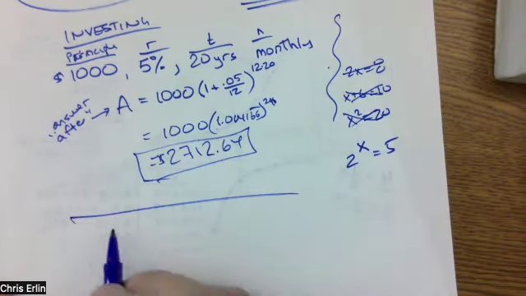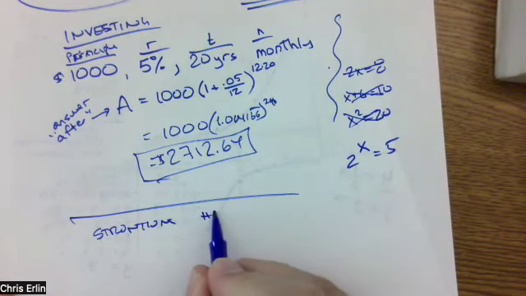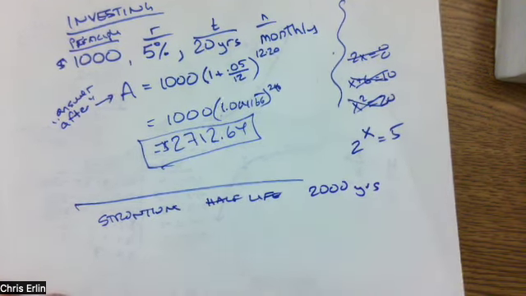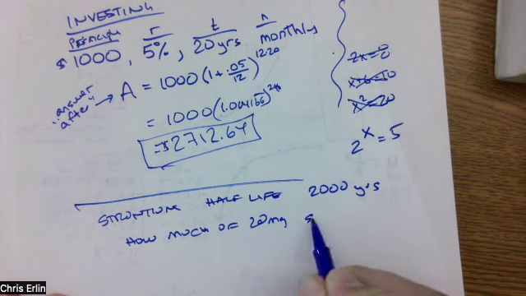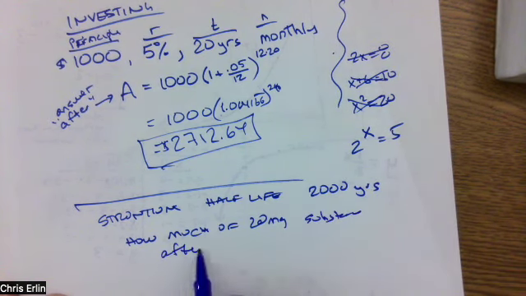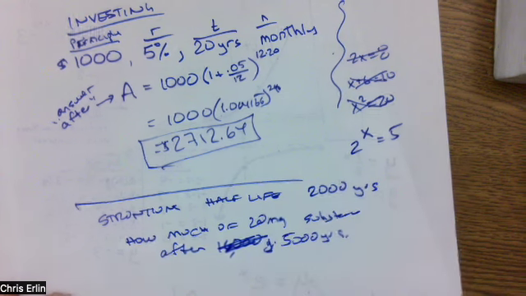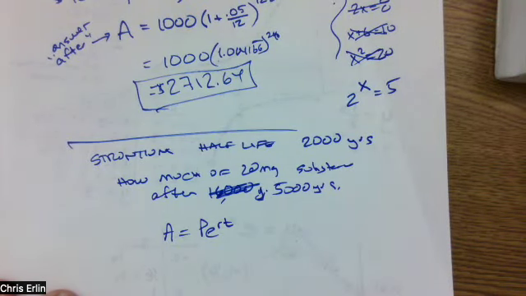And so if we had something like, for example, strontium, I don't remember the number, but one of the radioactive elements, they would tell us its half-life of 2,000 years. And then we want to find out how much of a 20 milligram substance remains after 16,000 years. No, that's too easy. After 5,000 years. When you do these problems, it's a two-stepper. First, you have to find the rate of decay. So if we have a half-life, what does that mean?